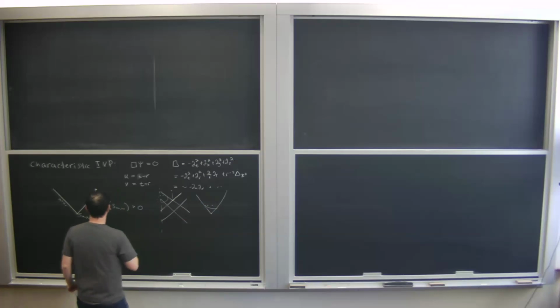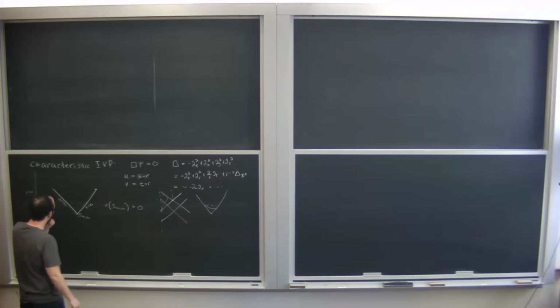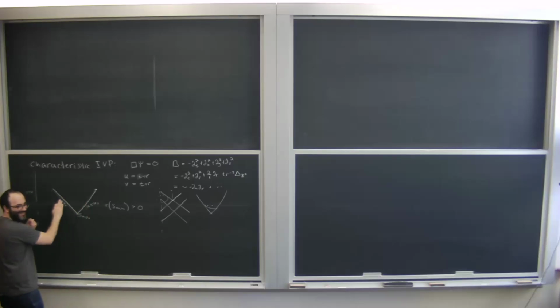All right, so we're in this situation. I assume that somewhere over here is r equals 0, and so something like this. Oh, I always do this. This is, of course, u equals u naught, right? And this is v equals v naught.